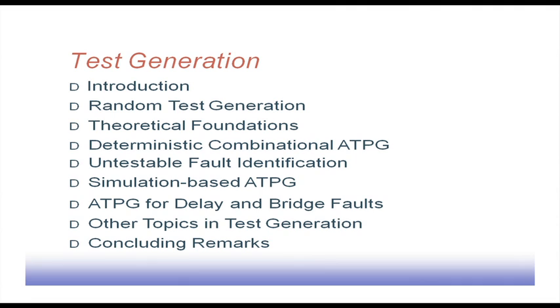Then we will go into the theoretical foundations, then deterministic combinatorial ATPGs, then how to detect untestable faults, that is, faults that are untestable. If we can remove those faults from our consideration, then naturally this test generation process will be faster, because it will not target those untestable faults. Then certain ATPGs are based on simulation, basically algorithms that use genetic algorithms or such evolutionary techniques.